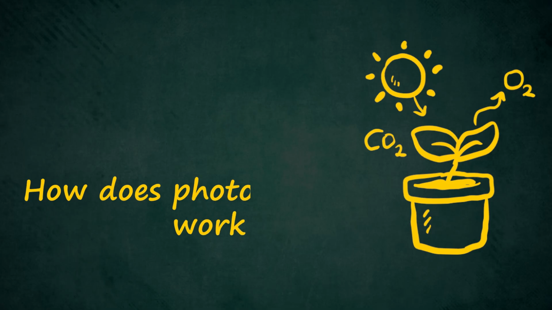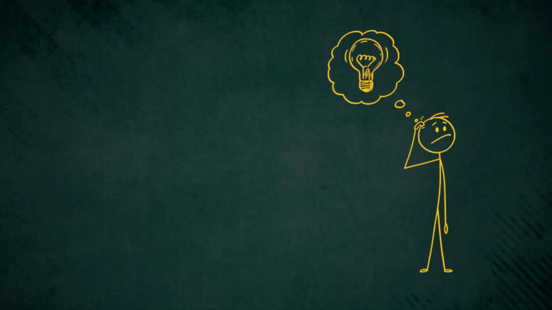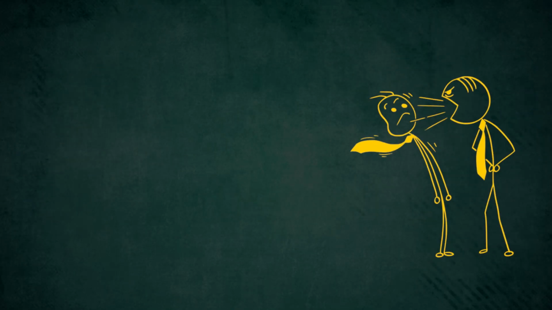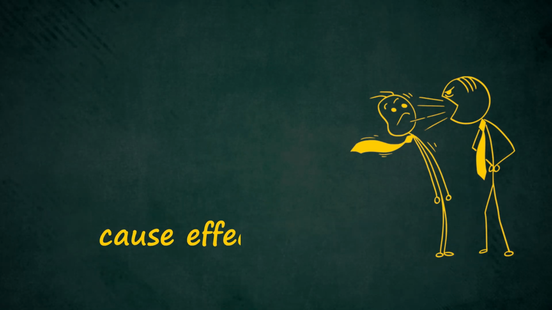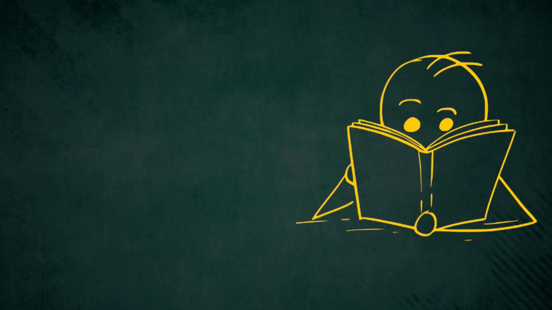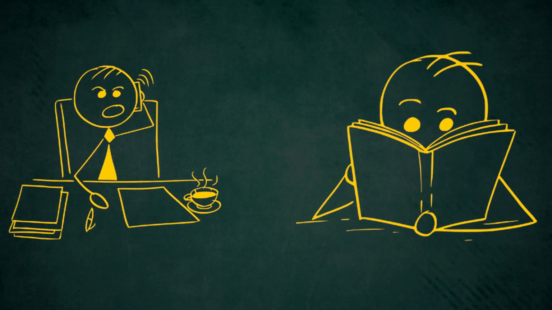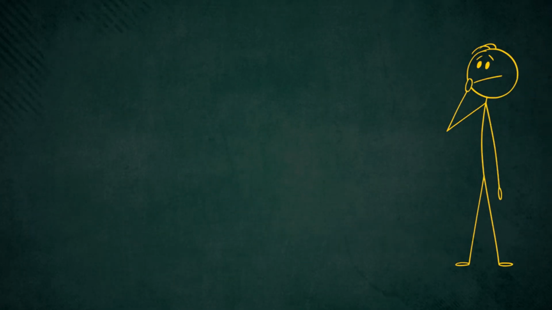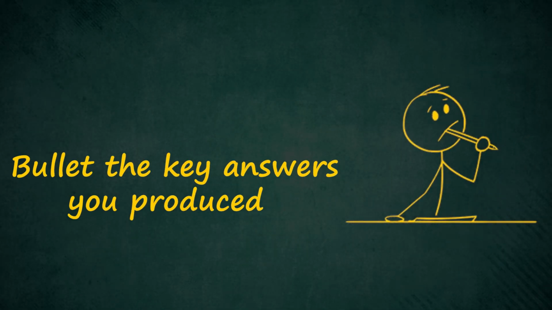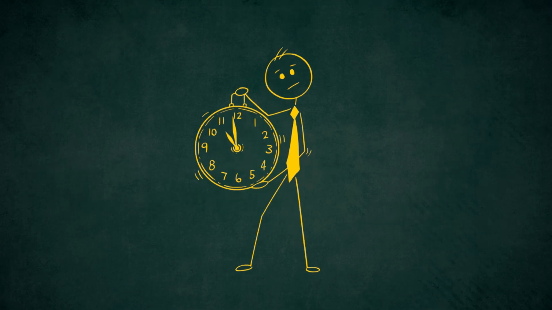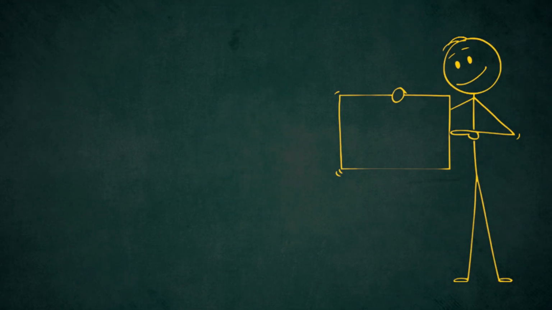Question: turn headings into questions. Photosynthesis: how does photosynthesis work? Why does it matter? Read: read to answer your questions. Ignore everything else for now. Focus: definitions, processes, cause-effect. Recite: close the book. Explain what you learned in your own words, out loud or on paper. If you stall, mark the gap and reread only that part. Review: bullet the key answers you produced. Schedule a quick revisit.